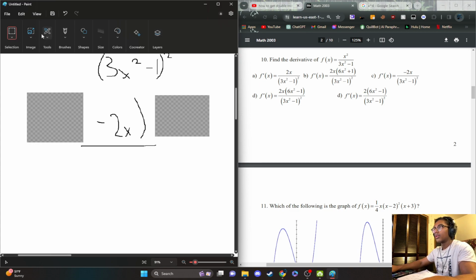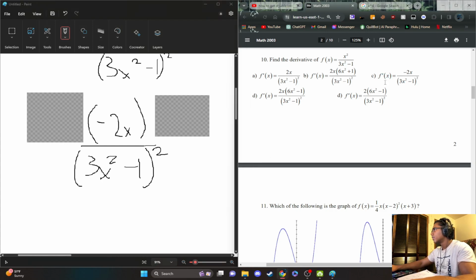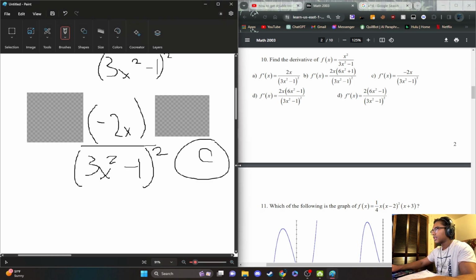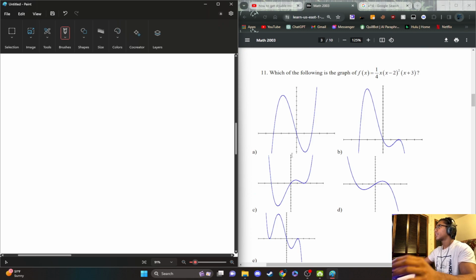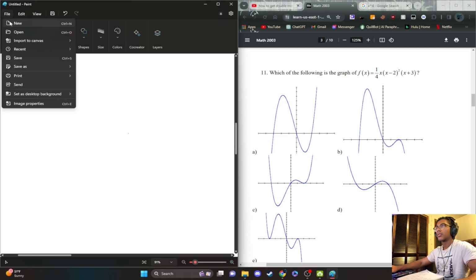Okay, yeah, and then you have this value, 3x squared minus 1 in the bottom, squared. So now that you have that, which one looks like that? Negative 2x on top. This one, C. Your answer is C. Okay, for number 11, you also have to understand the graphs, right? So let me get a new paper.